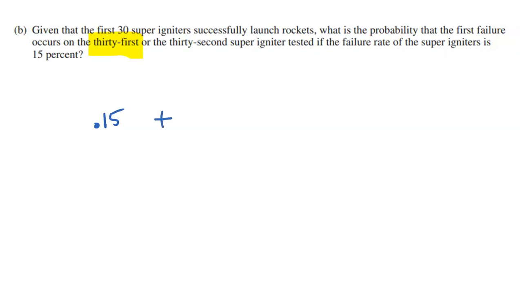Now we got to focus on the 32nd igniter to launch. Now, this is where we got to be a little bit careful. For the 32nd to be my first failure, which is 15%, that means the 31st must have launched, 0.85. Now, let me backtrack here for a second. All we know is that the first 30 ignited. That's all we know for sure. So if I'm looking for the 32nd to be the first that fails, that means the 31st must have been successfully launched, no problems, and then the 32nd.